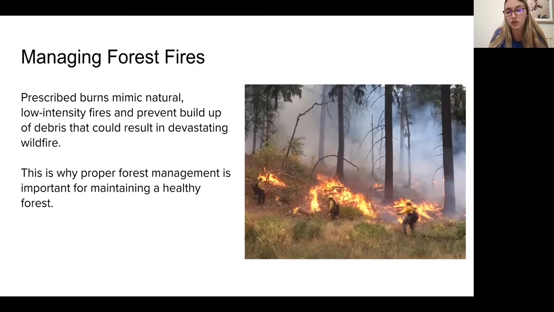And this photo is just an example of what it looks like when the Forest Service goes out and does a prescribed burn. So they're intentionally burning sections of the forest floor to recycle those nutrients, with the intention that if a wildfire does come through the area, it won't be as severe. So this is why proper forest management is important for maintaining a healthy forest in the long run.